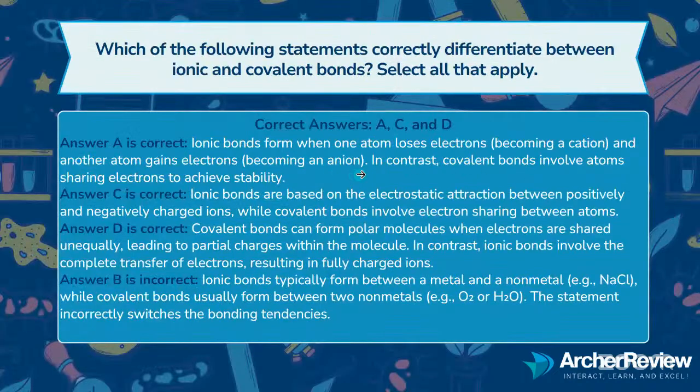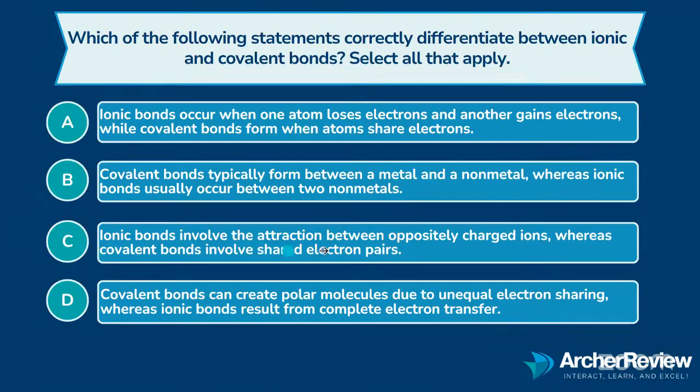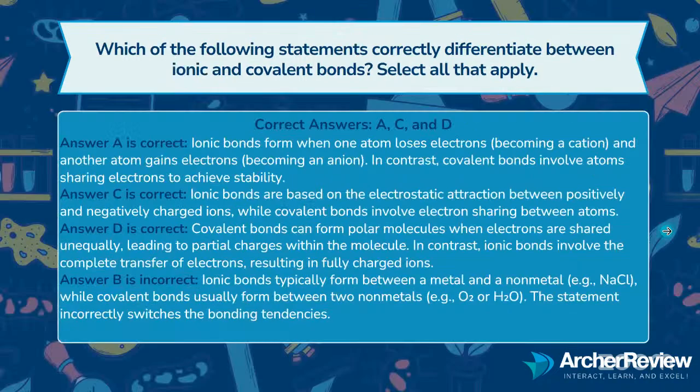All true. So remember, ionic is when one atom is going to lose an electron and become a positively charged cation, and another atom is going to gain electrons and become a negatively charged anion. Where covalent bonds, they share. Covalent bonds, neither one of them wants to give up their electrons, so they share those electrons. All right, skipping to our next correct answer, C, ionic bonds involve the attraction between oppositely charged ions, whereas covalent bonds involve sharing electron pairs.